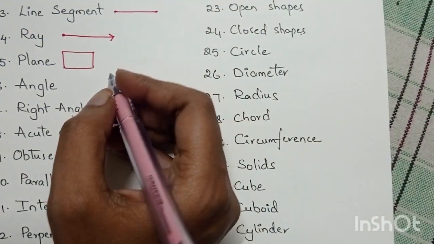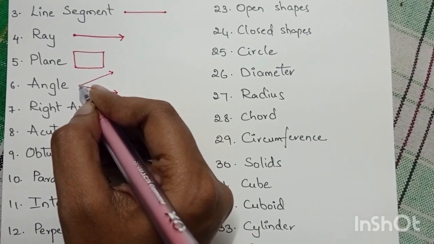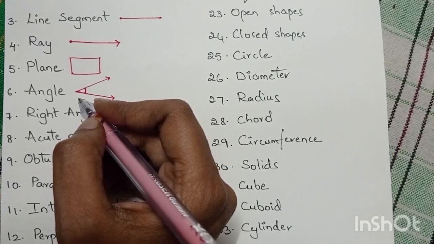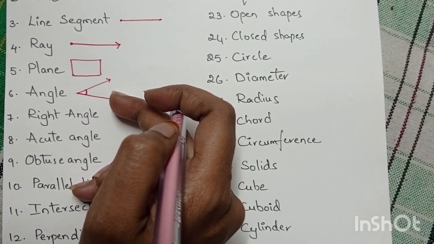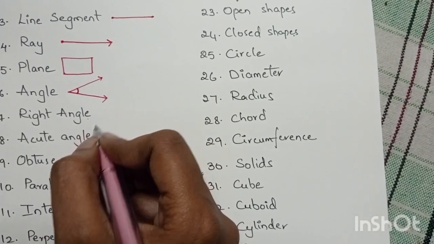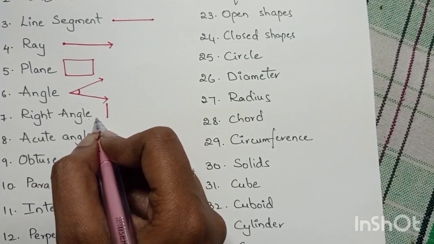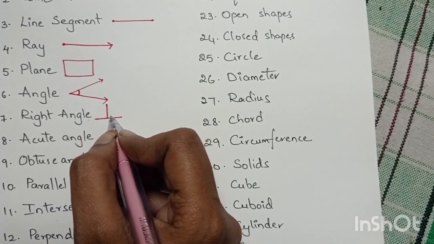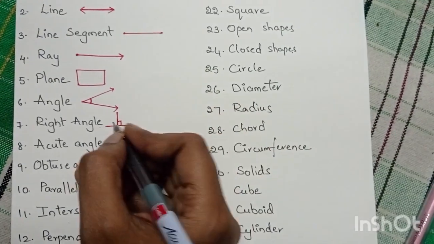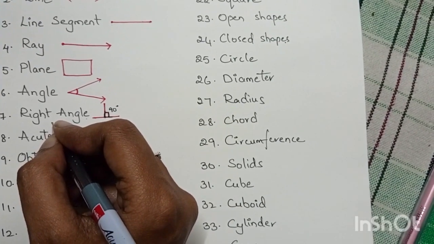Okay. Then next, angle. When two rays or two lines meet at a point, a small turn is formed. The amount of turn required to make these two lines together is called angle. Then, right angle, acute angle, obtuse angle. So here, when a vertical line and a horizontal line meet at a point where a capital L shape is formed, here the angle will be 90 degrees. This angle we call it as right angle.